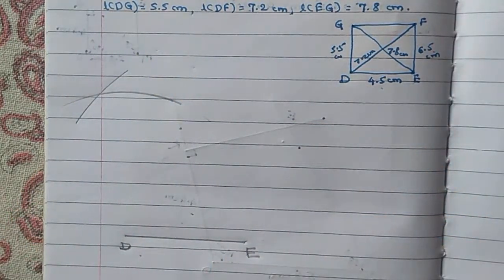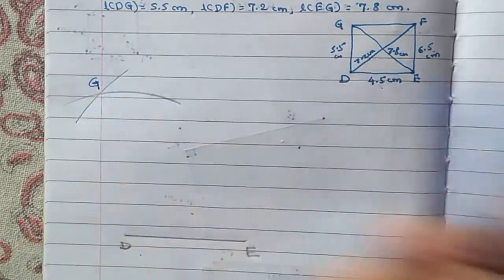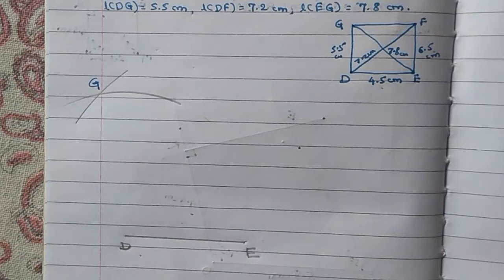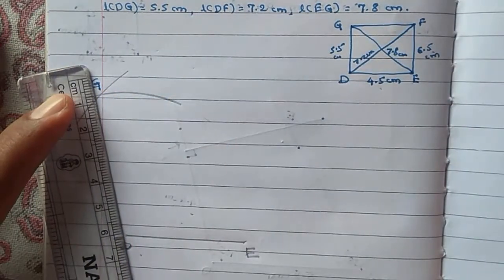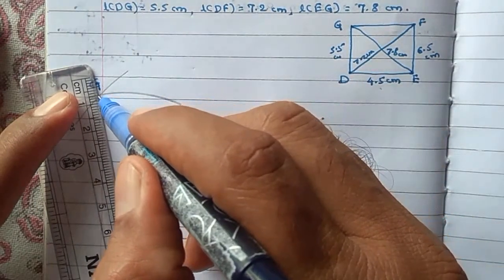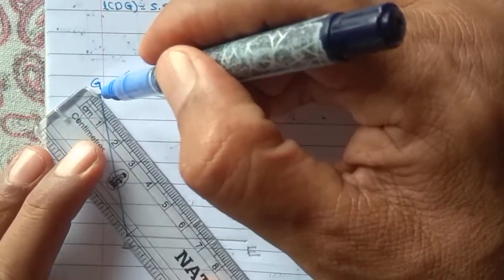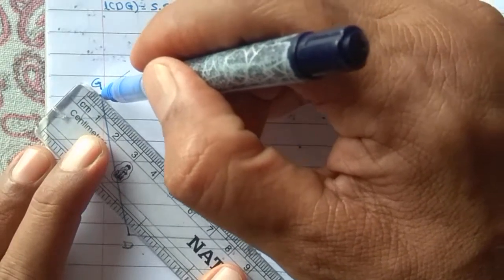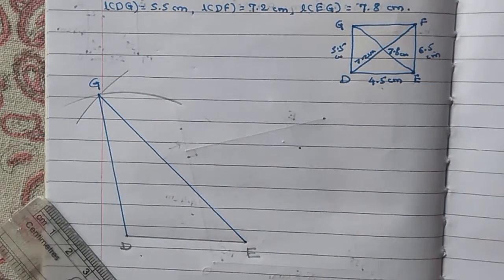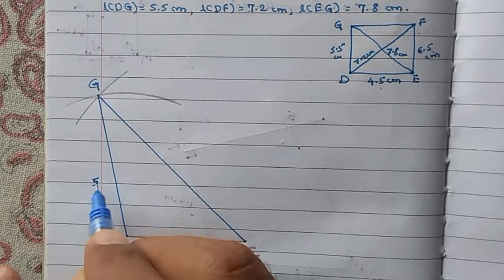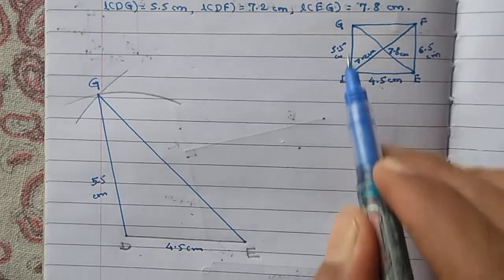Okay. What is the meaning of this intersection of two arcs? It is nothing but the point G. Point G. If you feel, you may join it. Okay. I am using pen here so that you can see it clearly. So here our one triangle is over. This length is 5.5 centimeter. This length is 4.5 centimeter. Okay. Means this half part is over.